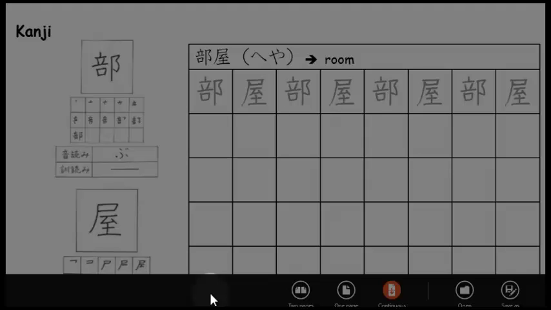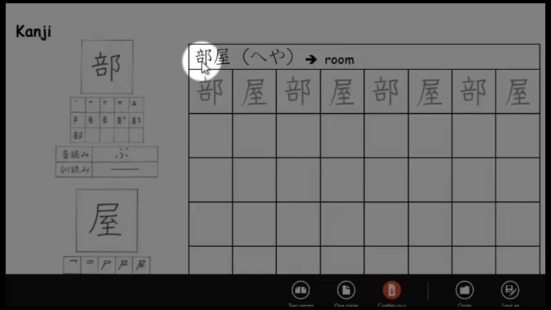We're going to have a look at the kanji now that we need for Nihon no ie, Japanese houses. First of all, we have the kanji for room. Here it is, heya. And of course, a room is where we often brush our hair. So that's easy to remember.